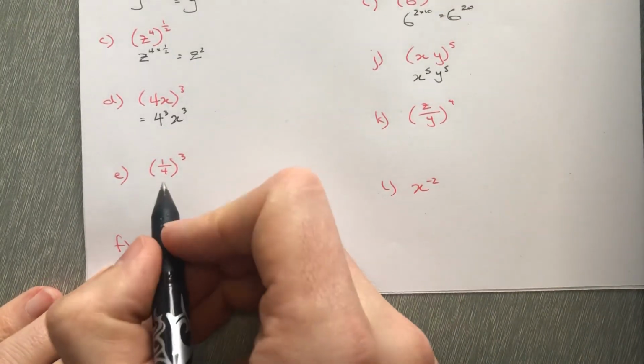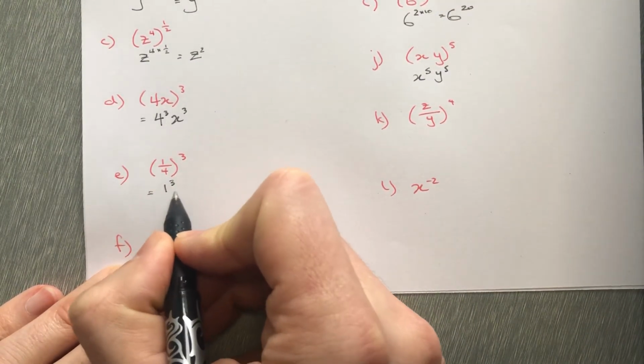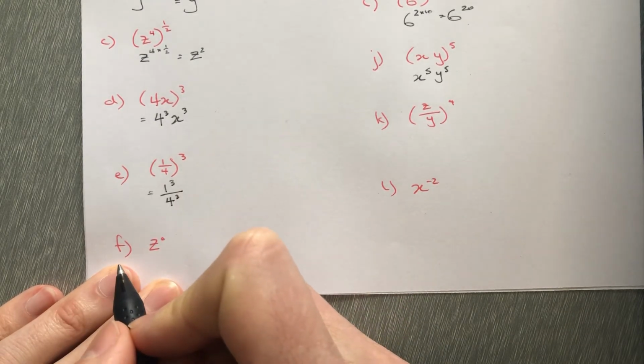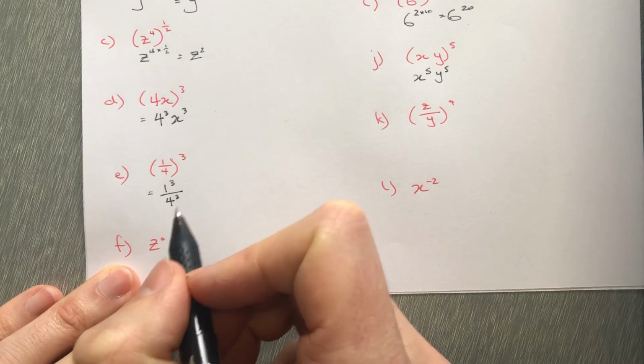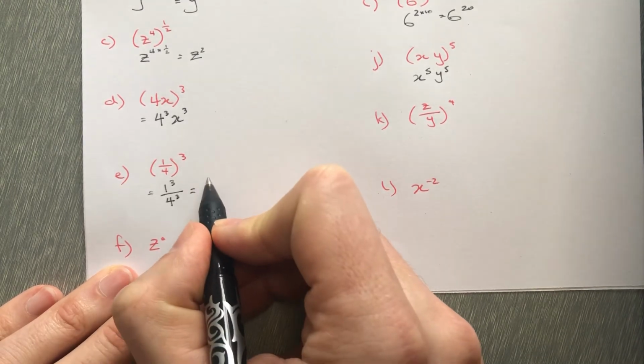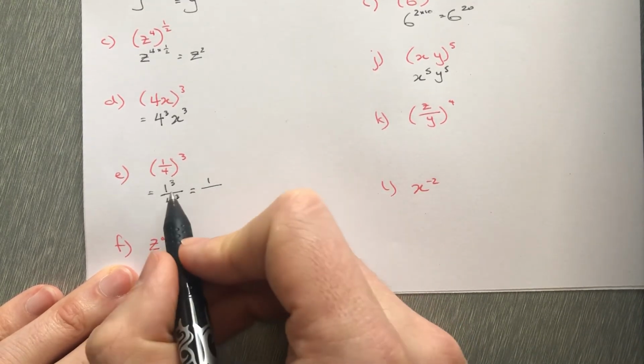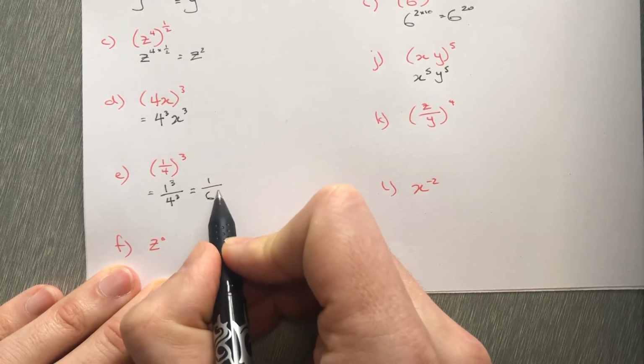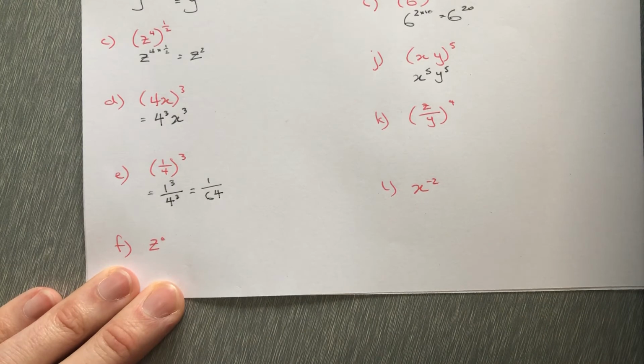So we're going to end up having 1 to the power of 3 divided by 4 to the power of 3. Again, we could, and I will do it for this one, we can simplify that further. So 1 to the power of 3 is 1, 4 to the power of 3 is 64. There we go, we're done.